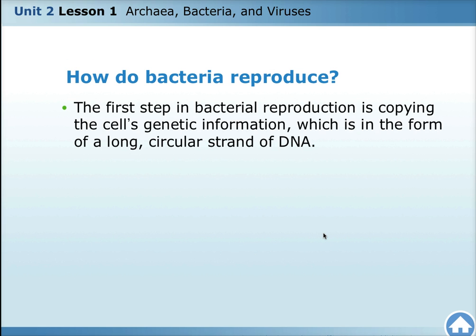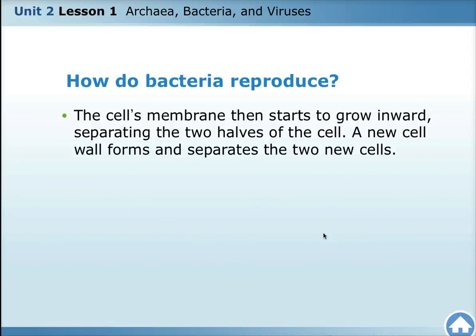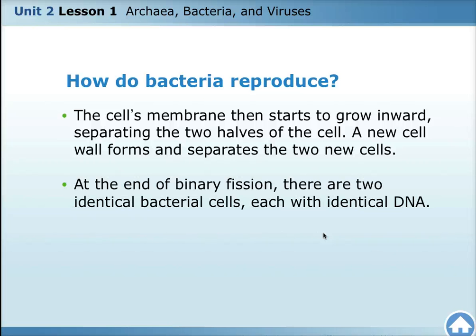The first step in bacterial reproduction is copying the cell's genetic information, which is in the form of a long, circular strand of DNA. This loop, called a chromosome, is copied. Then the two chromosomes separate, with one on each side of the cell. The cell's membrane then starts to grow inward, separating the two halves of the cell. A new cell wall forms and separates the two new cells. At the end of binary fission, there are two identical bacterial cells, each with identical DNA.